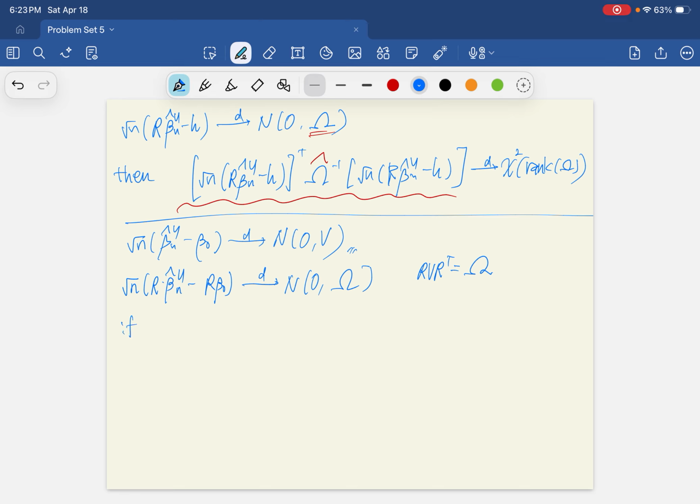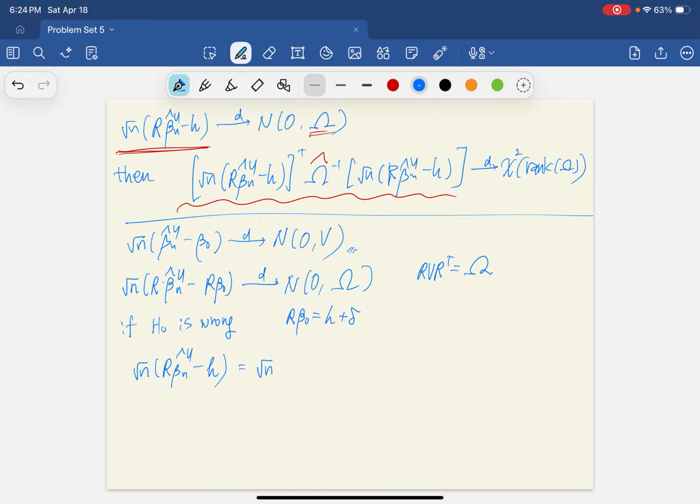Now let's think about what happens if H0 is wrong. First, let's think about the wrong case. In this case, R times beta 0 is different from H, so I'm going to write it as H plus delta, right? So the additional delta is the difference, how much the null hypothesis is incorrect. And then what you calculate, right? What you need is you are going to calculate this guy. So this is what we are calculating, what we are interested in.